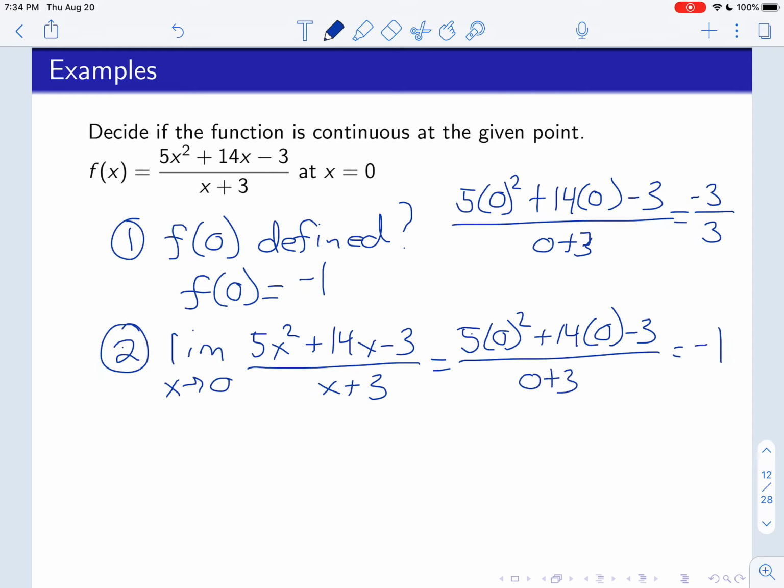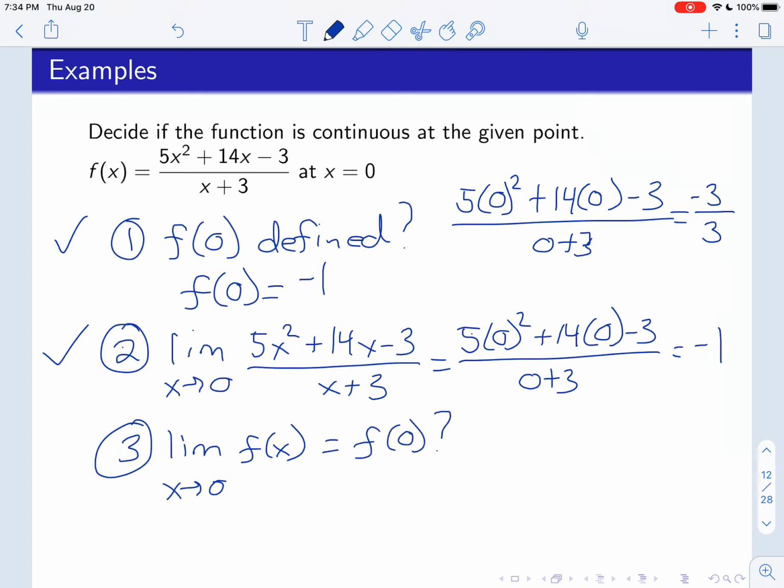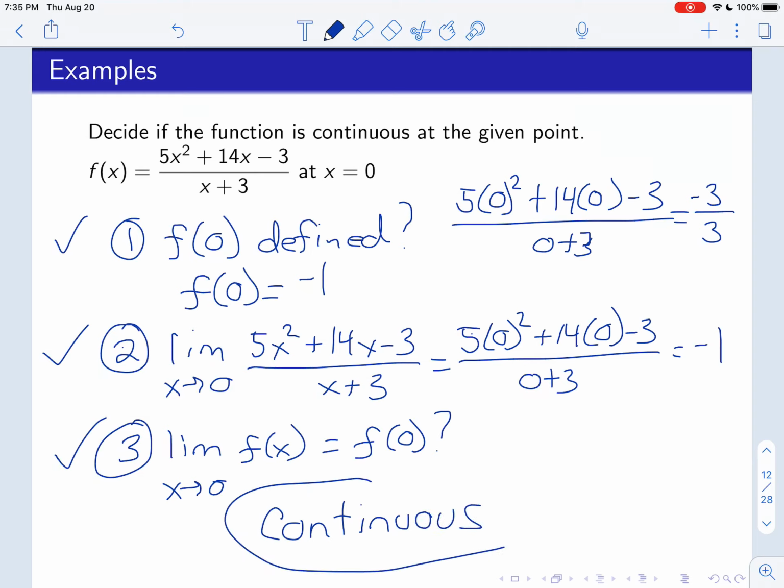So, alright, we just did that, plugging in 0 and we got -1. So far we're doing pretty good. The limit exists, the function value exists. The third thing we need to check is, does the limit of our function equal f of 0? Did 1 and 2 have the same answer? Sure they did. They both had -1. And so, because we checked all 3 parts of our checklist, it is continuous at x equals 0. So it was not continuous at the first point, but it is continuous at x equals 0.